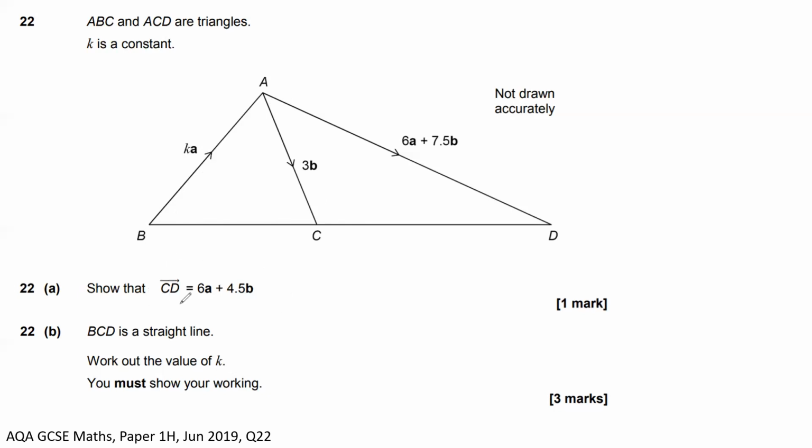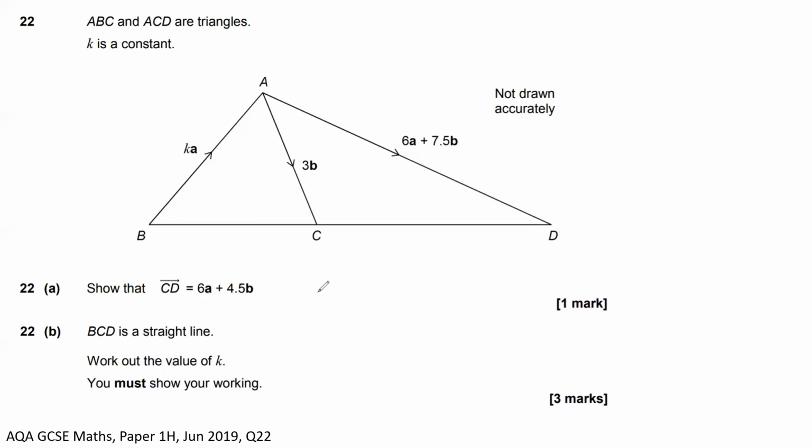So the first part is to show that, you've been told and you need to prove that C to D is equal to 6a plus 4.5b. And then the second one is, knowing that this is a straight line, work out what this value for k is here.